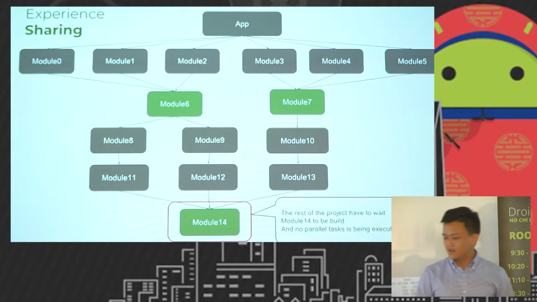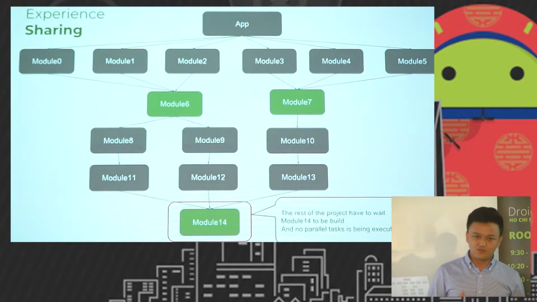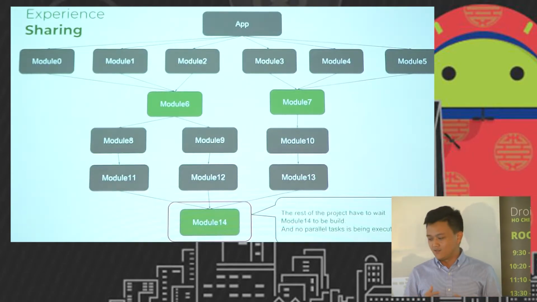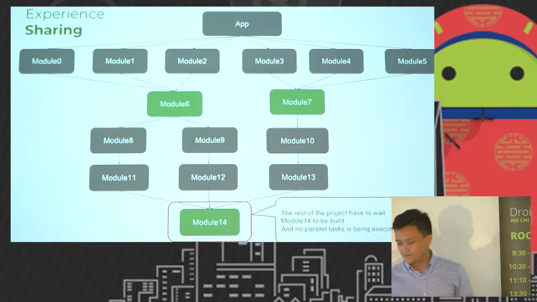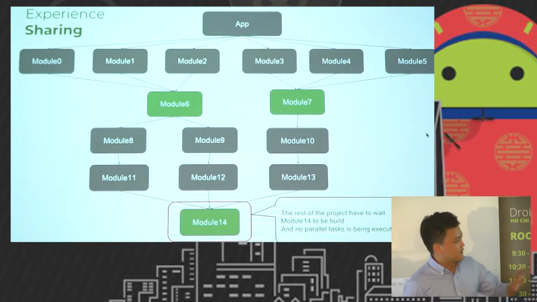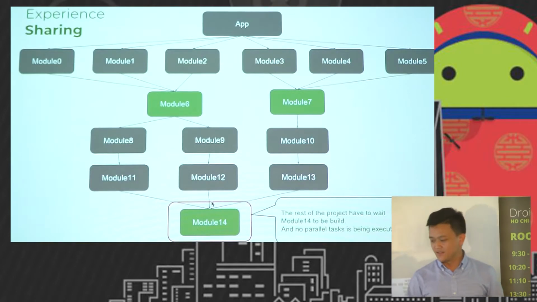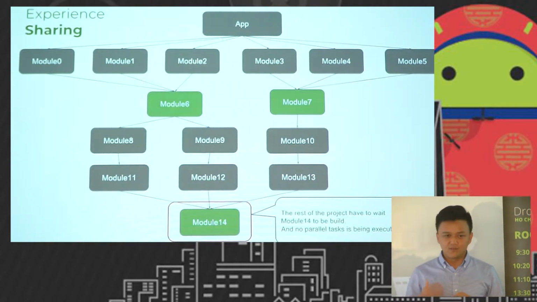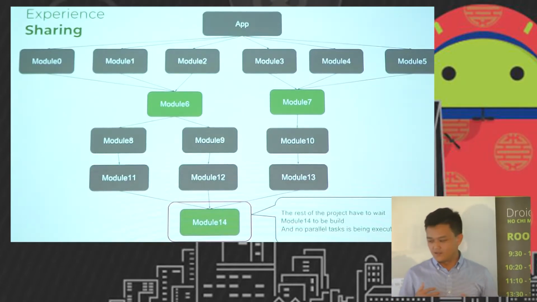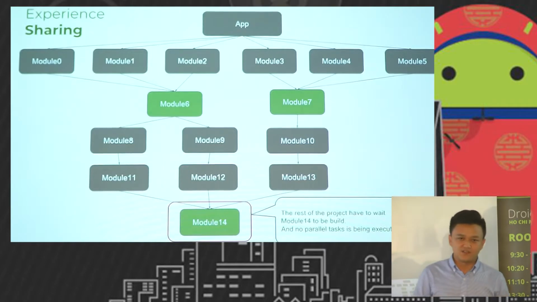The next one that I want to say is you should not let many Gradle modules depend on one big module. For example, here I have the rate of project, and the rate of the project has to depend on module 14. So when you hit the build button, only module 14 is built at first. So there is no parallel building, and so you should not let many Gradle modules depend on one last module. Otherwise, it may not be good for your build.